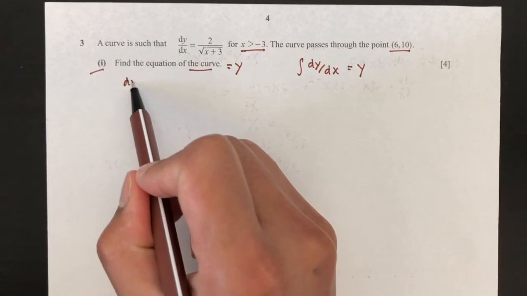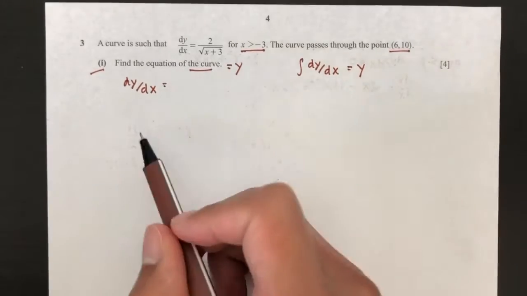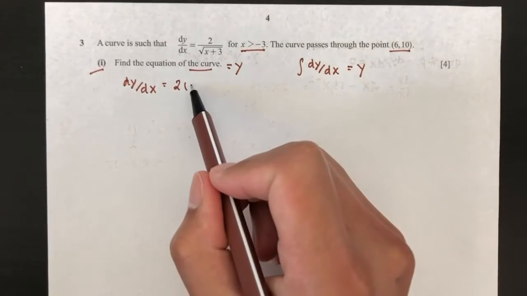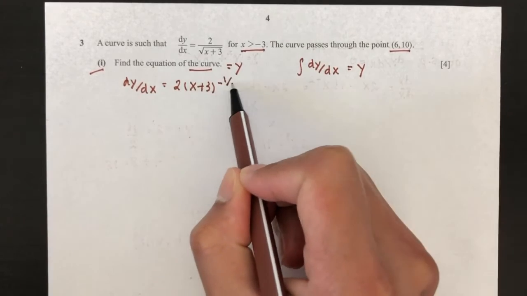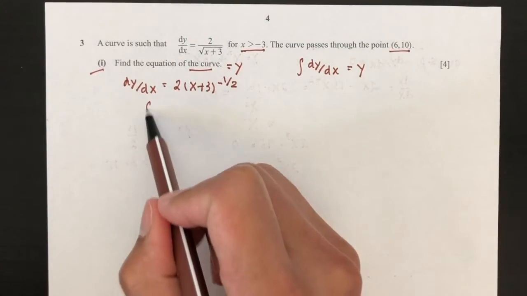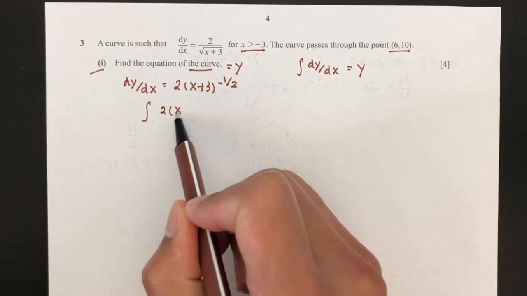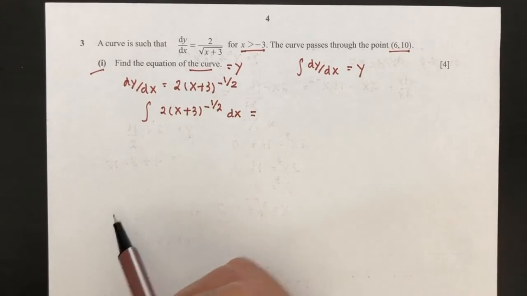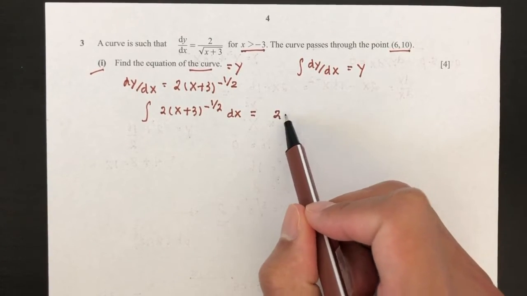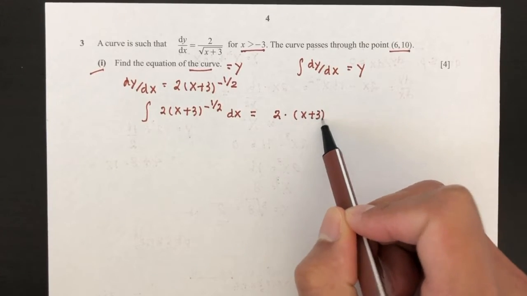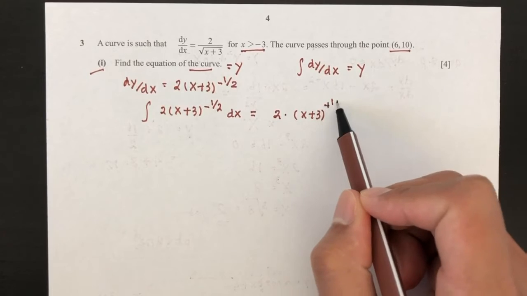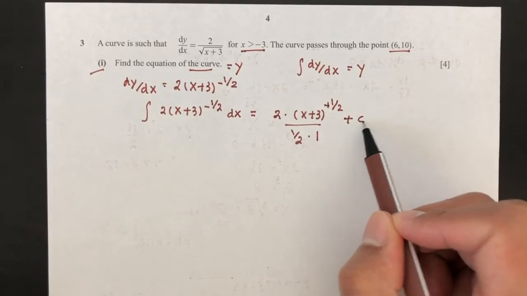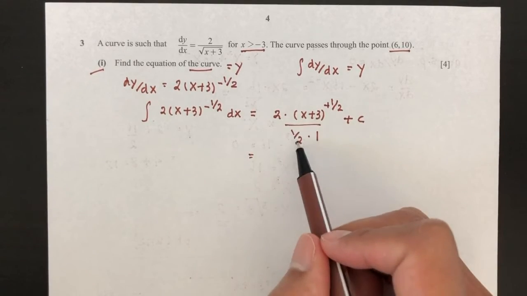Now, dy by dx has been given to you by this fraction, but let's rewrite this in this way. That will be 2, let's bring this up, that will become x plus 3 power minus half. So now same way, integrating this, 2 times x plus 3 power minus half dx. 2 is a constant, so 2 is still outside. Then we have x plus 3. We have to add 1, that will become plus half, divide by half, and divide by 1. That is equal to 2 divided by half, that will be 4.